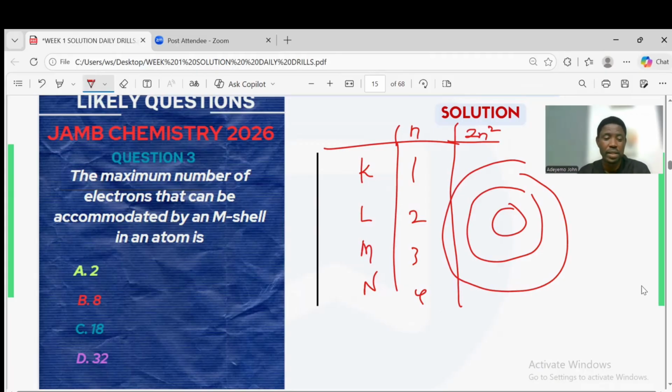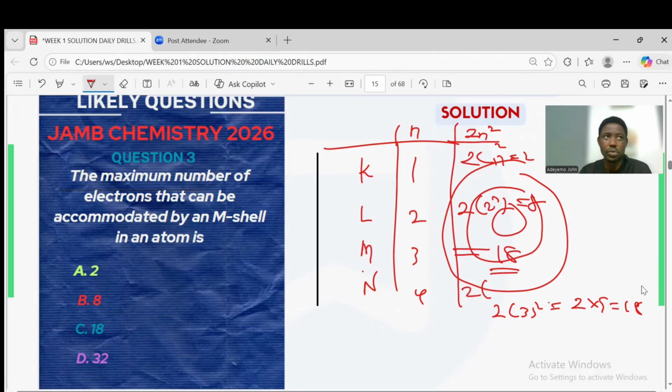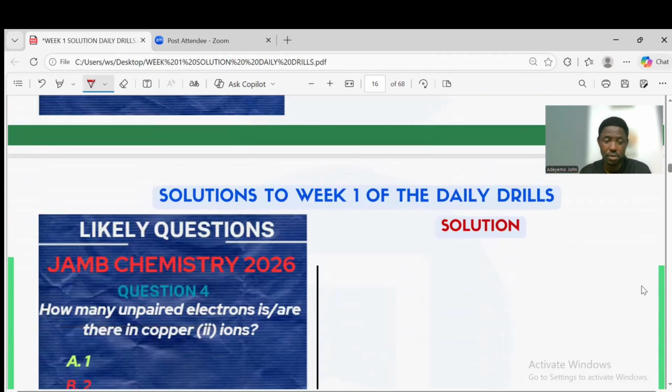So n is 3 for the M shell. You say 2 times 3 squared, that is 2 times 9, which is 18. So this shell can accommodate up to 18 electrons. For the first shell, 2 times 1 squared is 2. For the second, 2 times 2 squared, that's 2 times 4, which is 8. For the fourth, 2 times 4 squared is 32. I hope you can get that. So the answer is 18. If you picked something else, please take note.